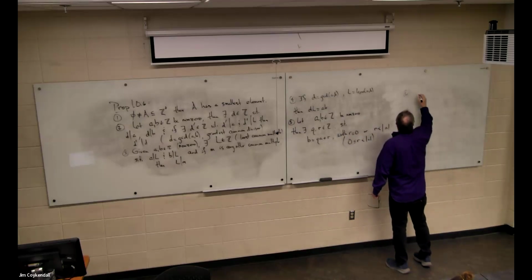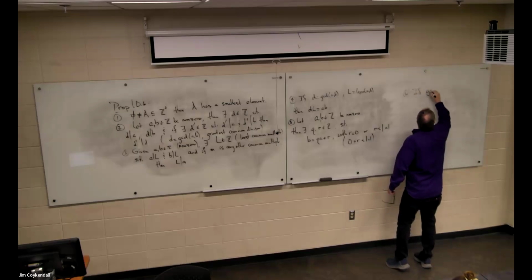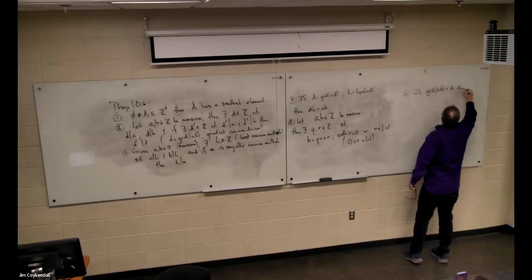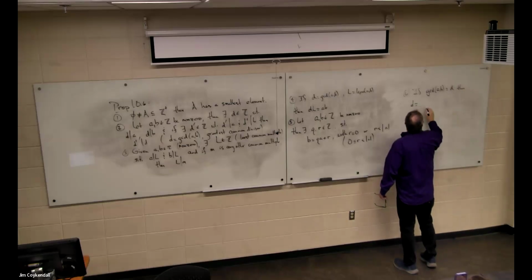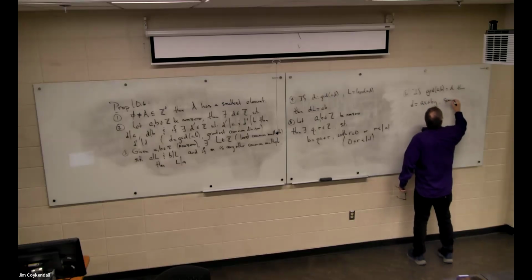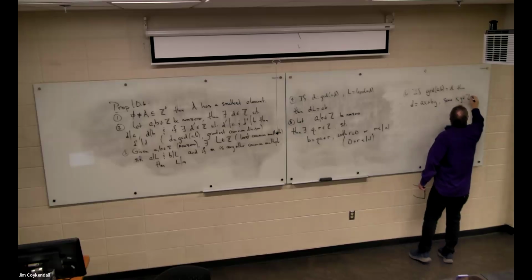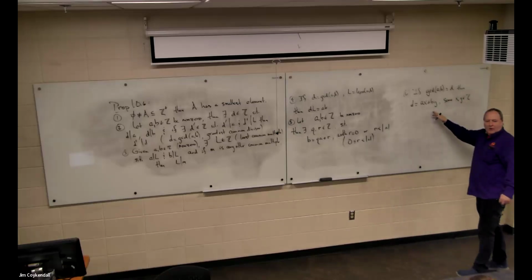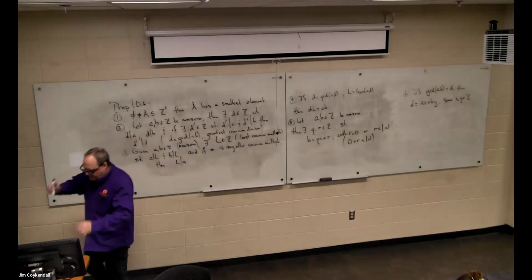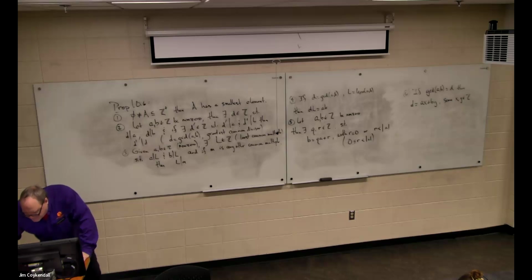Number 6, so this is also a homework problem, since the greatest common divisor of A and B is a linear combination of A and B. And finally, we'll do the fundamental theorem of arithmetic.